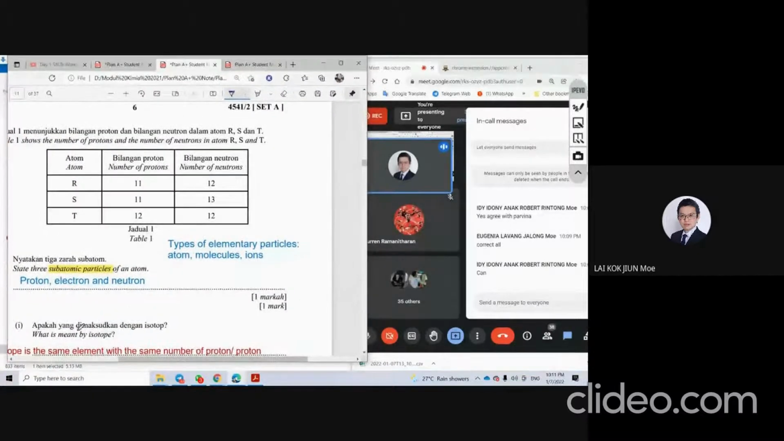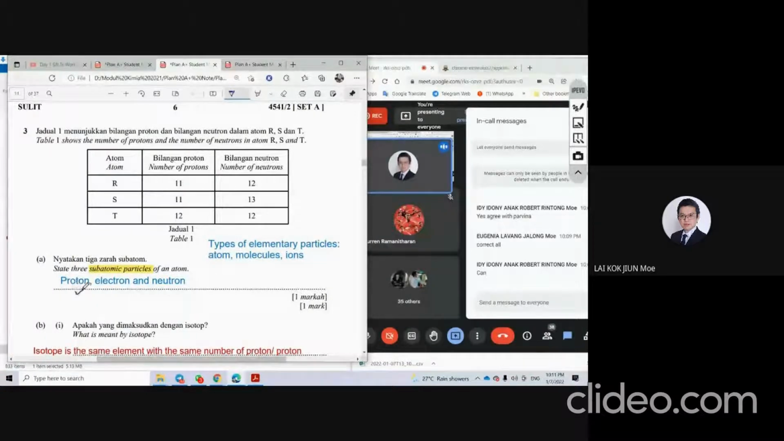This one. Subatomic, you must have proton, electron, neutron. This one you must know. If they say elementary particle, then it's atom, molecule, ion.